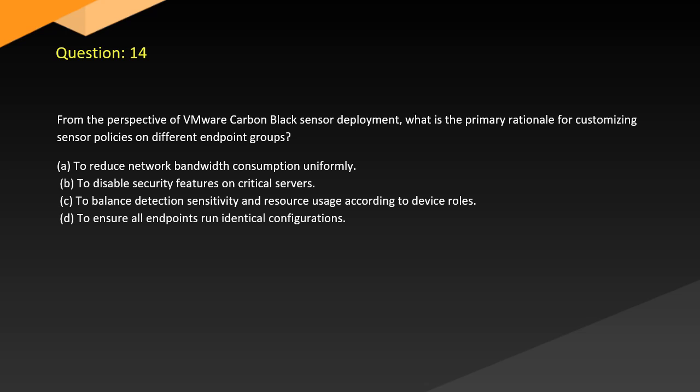Question 14. From the perspective of VMware Carbon Black sensor deployment, what is the primary rationale for customizing sensor policies on different endpoint groups? A. To reduce network bandwidth consumption uniformly. B. To disable security features on critical servers. C. To balance detection sensitivity and resource usage according to device roles. D. To ensure all endpoints run identical configurations.